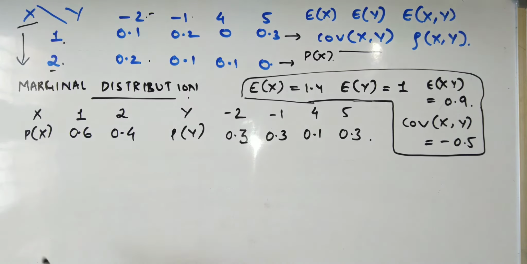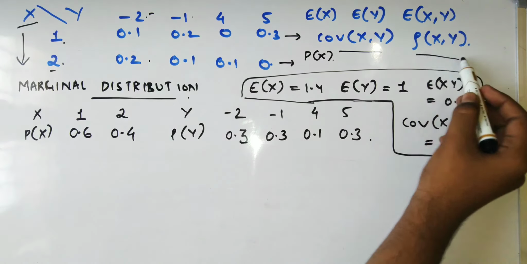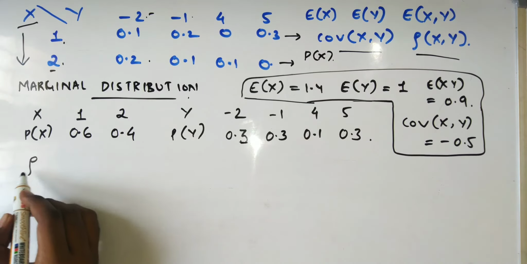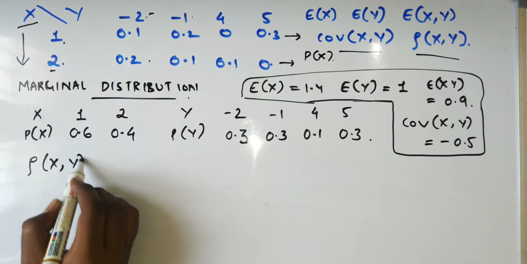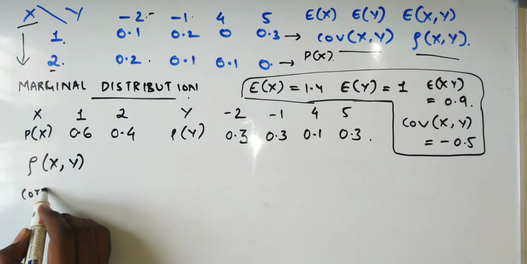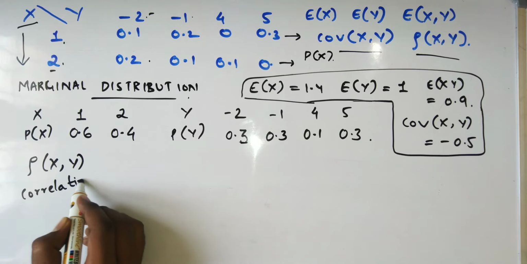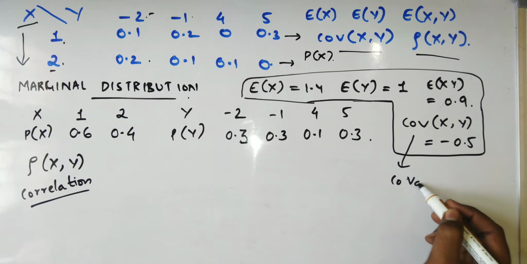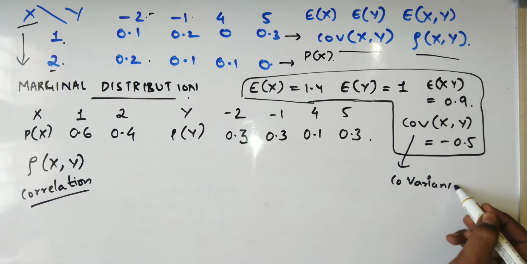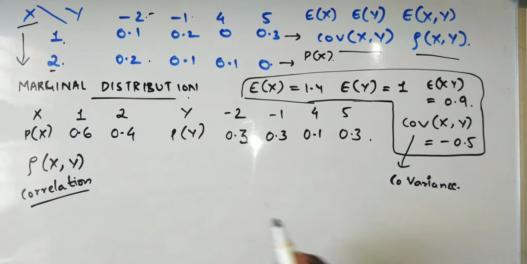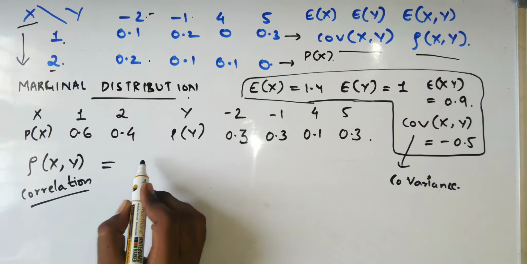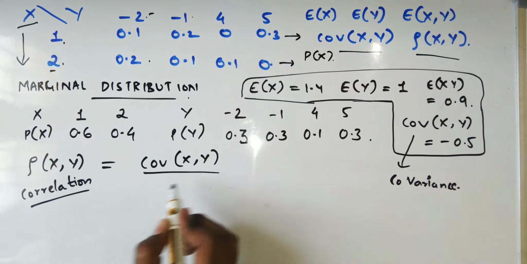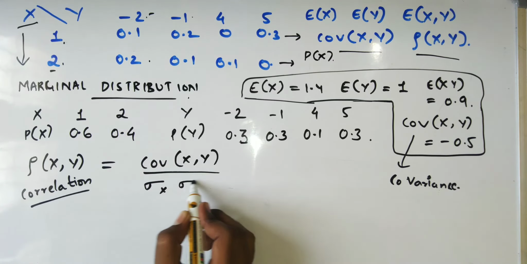So moving further to calculate the next part. Covariance we got, that is minus 0.5. Now let us calculate the correlation of x and y. Don't get confused, this is correlation, and that is covariance. The formula is given as covariance of x and y divided by sigma x into sigma y.